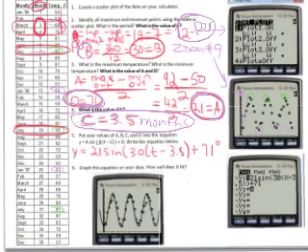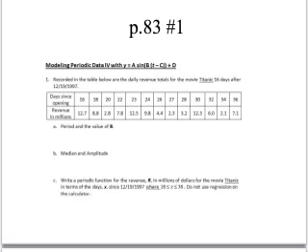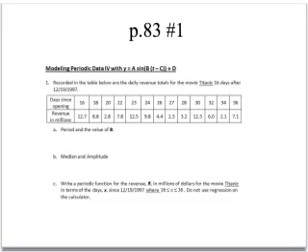Okay, so page 83, number 1. Recorded in the table below are the daily revenue totals for the movie Titanic, 16 days after 12/19/97. Question A: find the period and the value of B. So the first thing that we need to do is find some maxes or some mins. I'm just going to start with the maxes. I have a max here at 12.7, and I have a max here at 12.5.